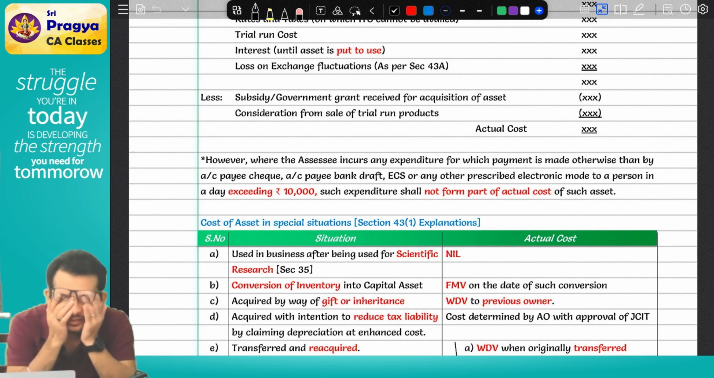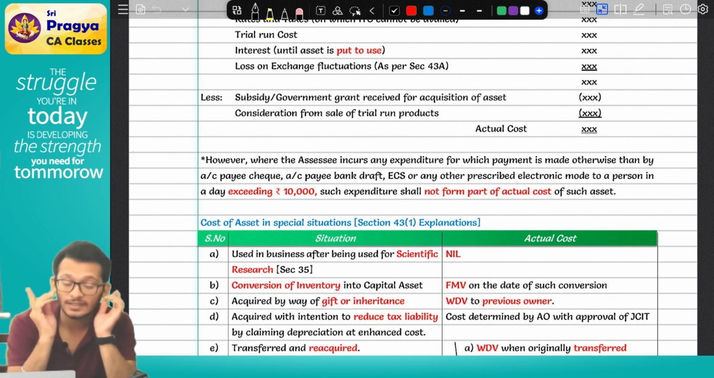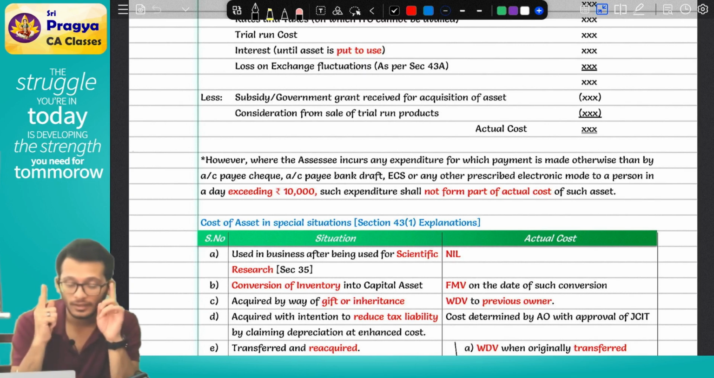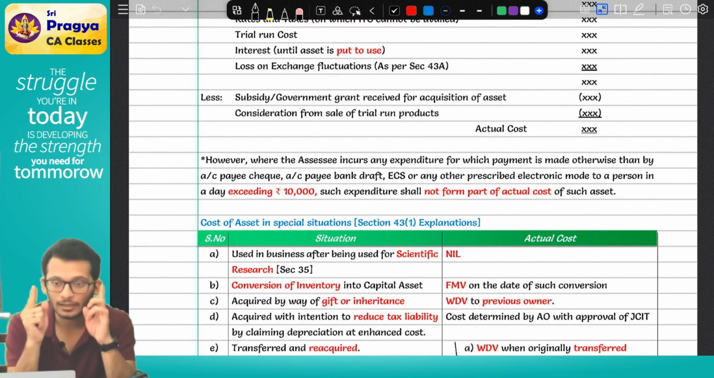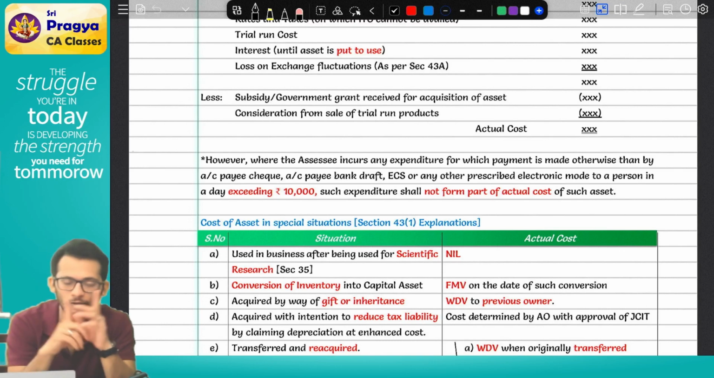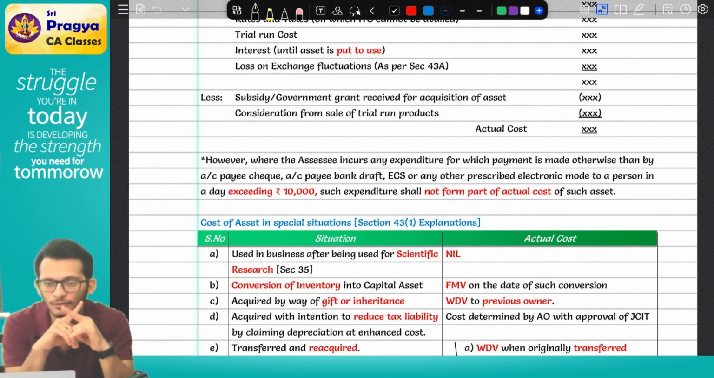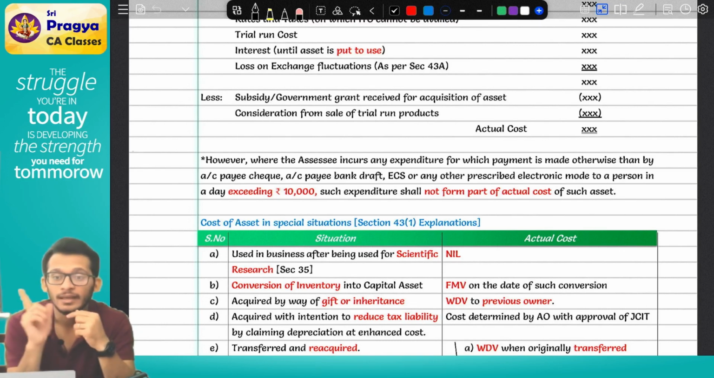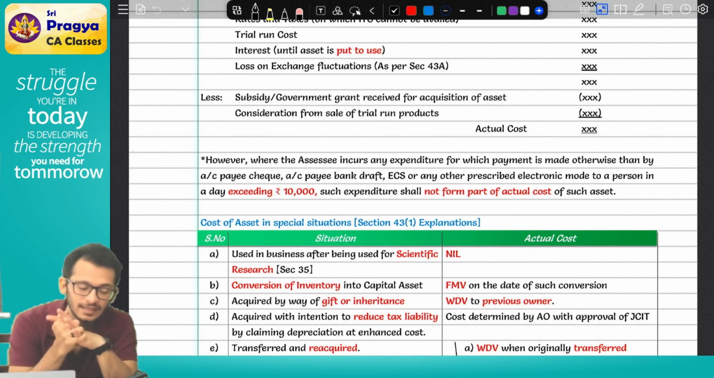I am very clearly using my words. I am saying cost will be ignored. I am not saying that the payment will be disallowed or the payment will be added. Please understand, there is no disallowance, there is no addition, because this is a capex. Is it there in the P&L? Not there in the P&L.